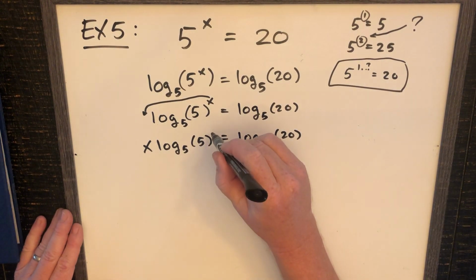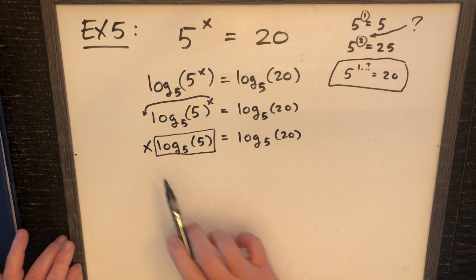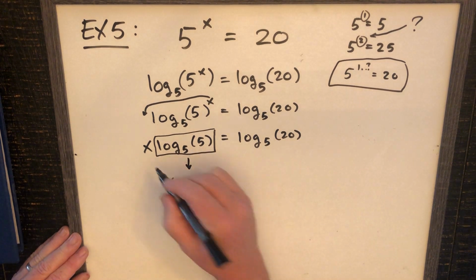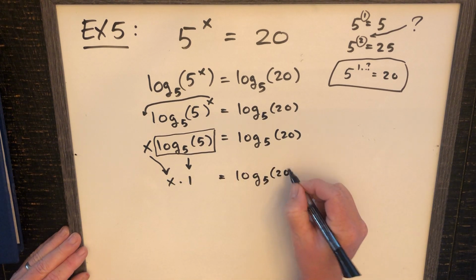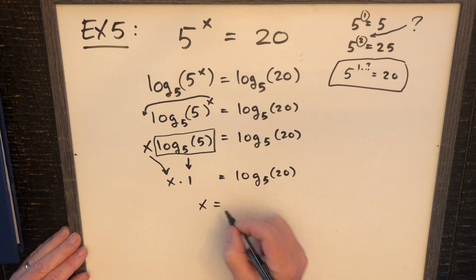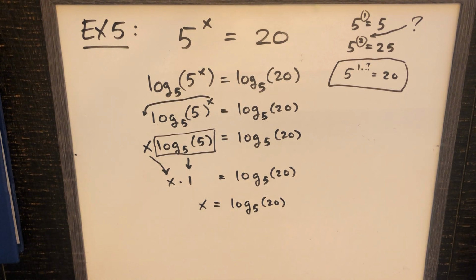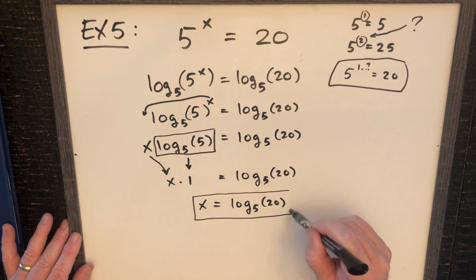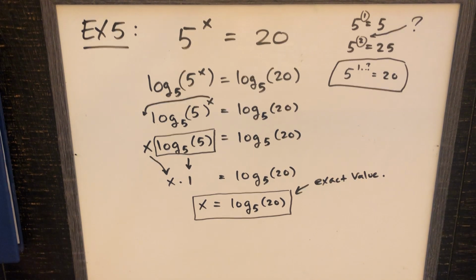Okay, and one of the original, I think it was called property number 1, or maybe it was property number 2 of logarithms, was log base any base of the same argument is going to be 1. So this is x times 1 is log base 5 of 20. Clearly x times 1 is just x. And so there's our solution. Now this is the exact value. So if I asked for the exact value, it's log base 5 of 20.